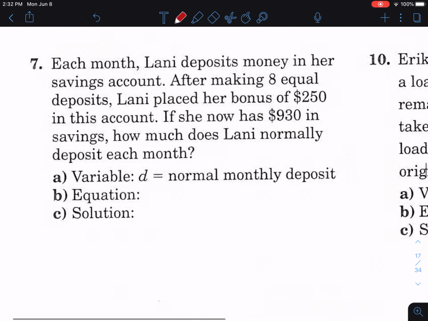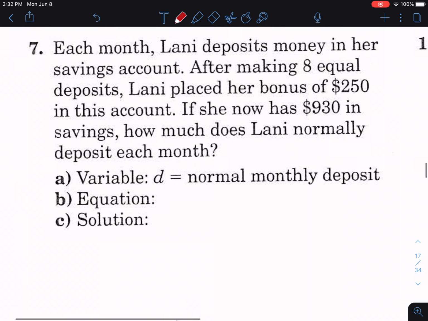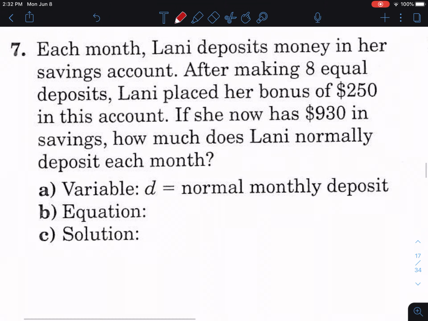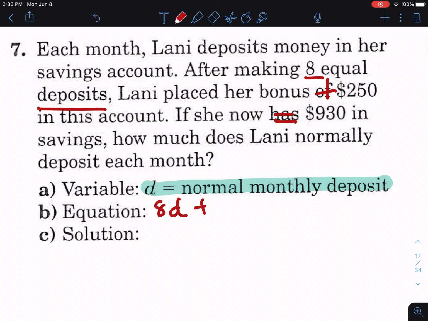Okay, so number 7. Each month, Lonnie deposits money in her savings account. After making 8 equal deposits, she placed her bonus, so that's a plus, of $250 in this account. She now has a total of $930 in savings. How much does she normally deposit? So we're looking for that D. So she made 8 equal deposits plus her bonus of $250. In total, her total amount equals $930.